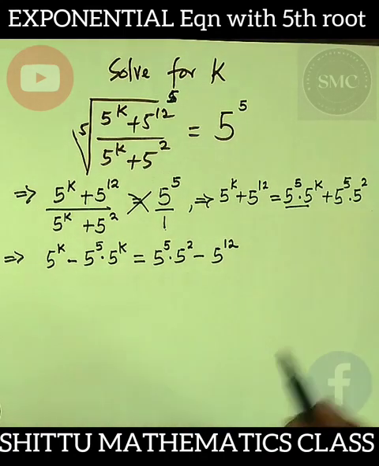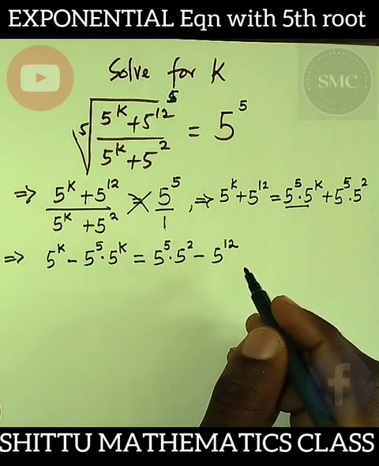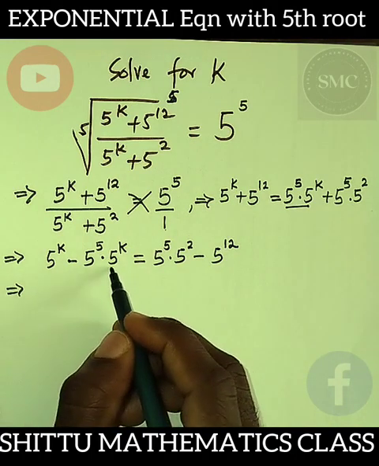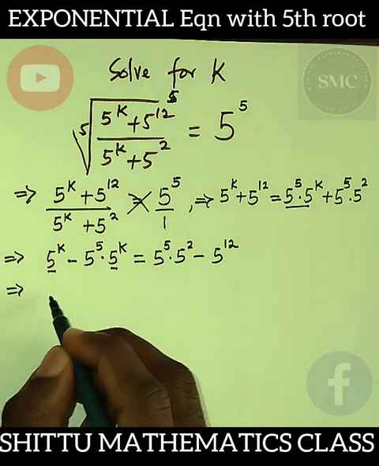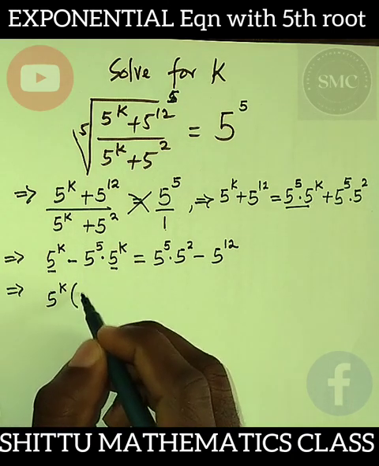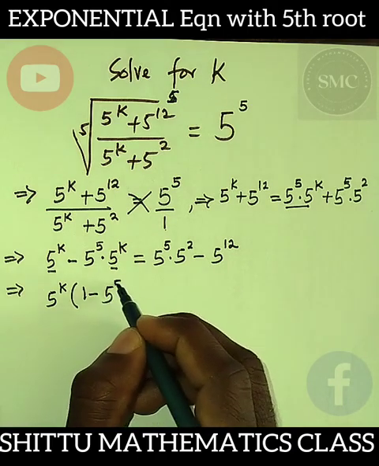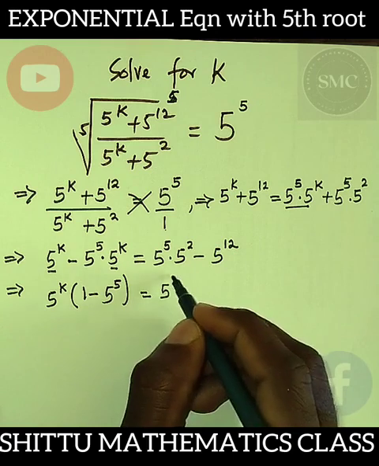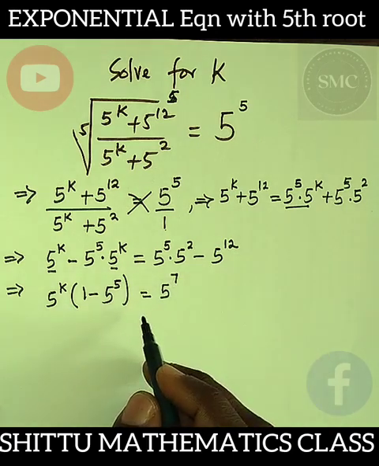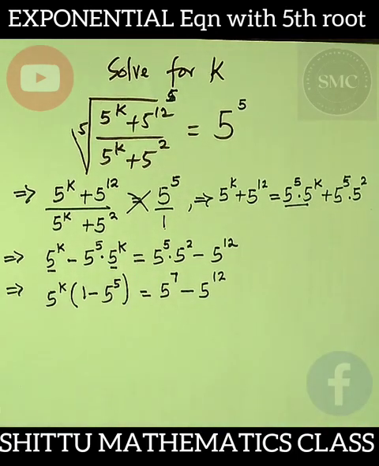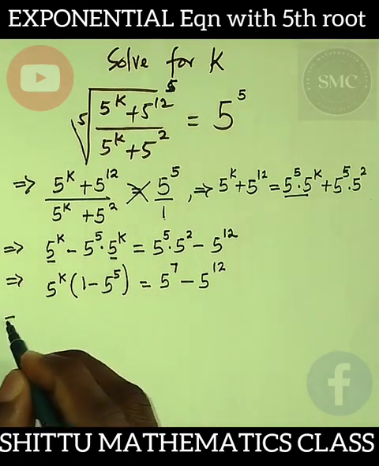So going further, we are going to be having this. So this one is going to be, you can see that we have 5 to the power k here, we have 5 to the power k here. So I can factorize out the 5 to the power k. I'm going to be having 1 minus 5 to the power 5, then equals to, here this is going to be 5 to the power 7. Okay, let me do this that way. Then minus 5 to the power 12. Is that understood?